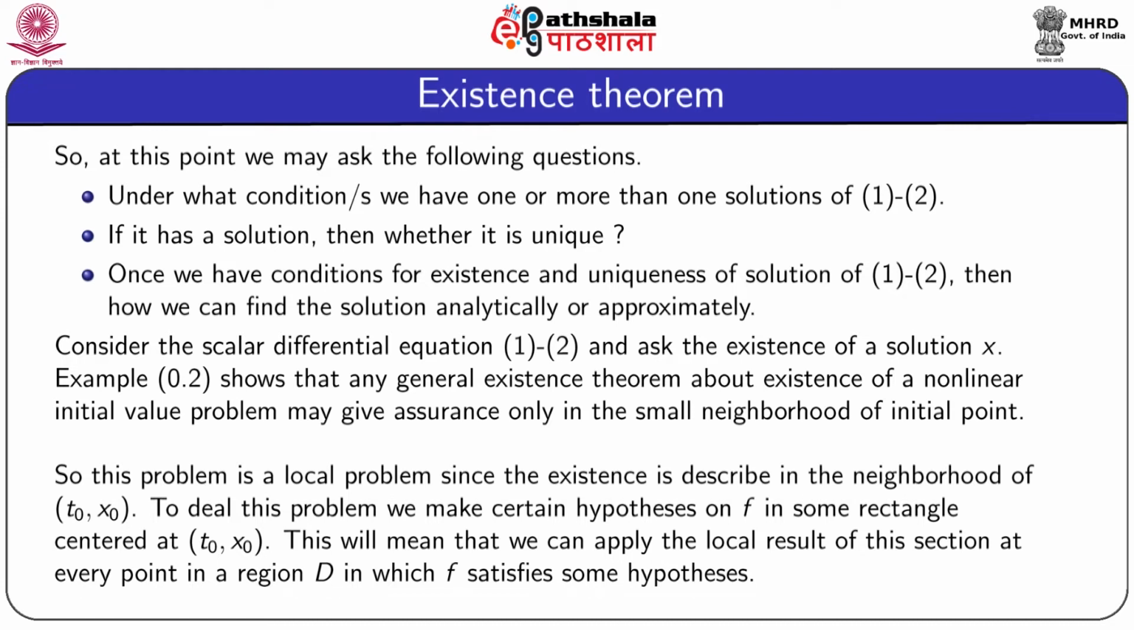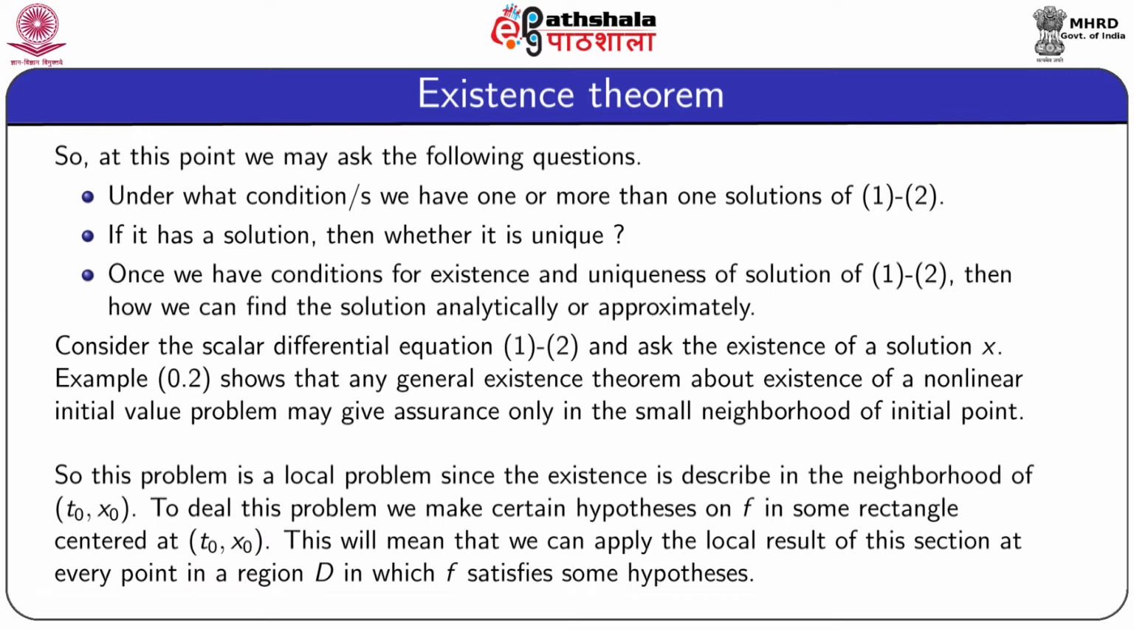Consider the scalar differential equation 1 and 2 and ask about the existence of a solution x. Example 0.2 shows that any general existence theorem for a nonlinear initial value problem may give assurance only in a small neighborhood of the initial point. So, this problem is a local problem, since the existence is described in the neighborhood of t 0, x 0. To deal with this problem, we make certain hypotheses on f in some rectangle centered at t 0, x 0.